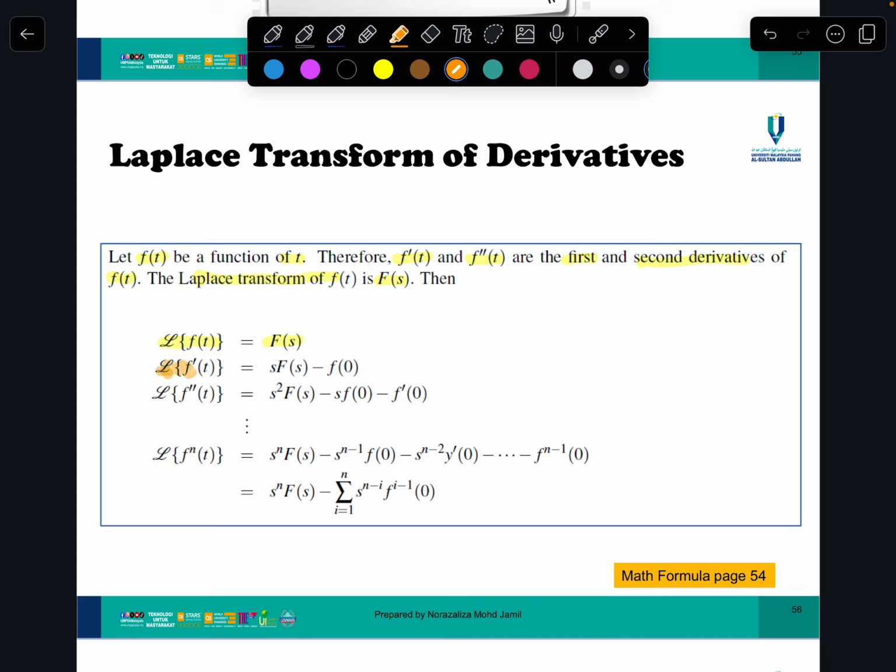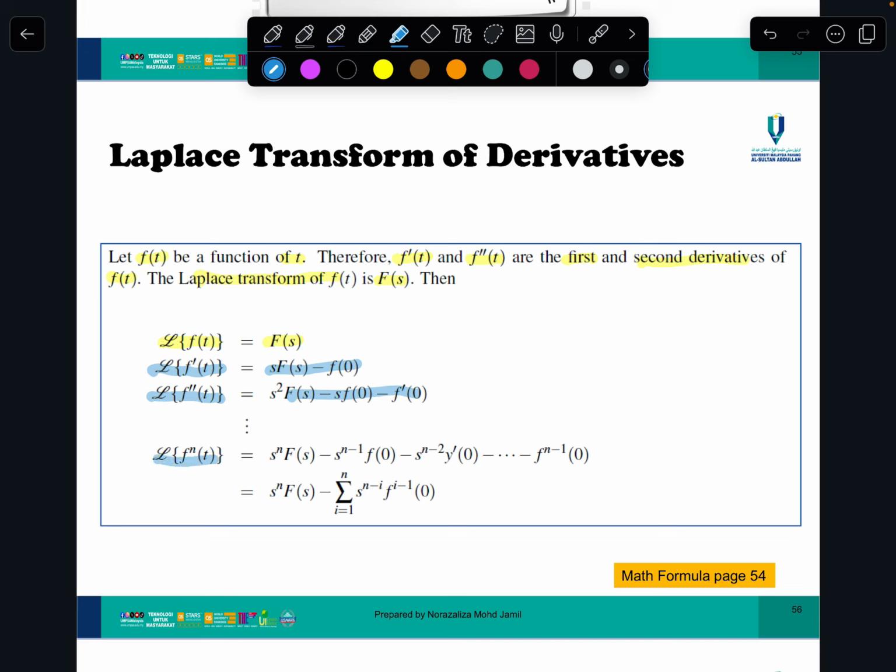The Laplace of f'(t). The Laplace of the first derivative equals sF(s) minus f(0). The Laplace of the second derivative equals s squared F(s) minus s f(0) minus f'(0). For the general case where the derivative is to n, we have this formula.